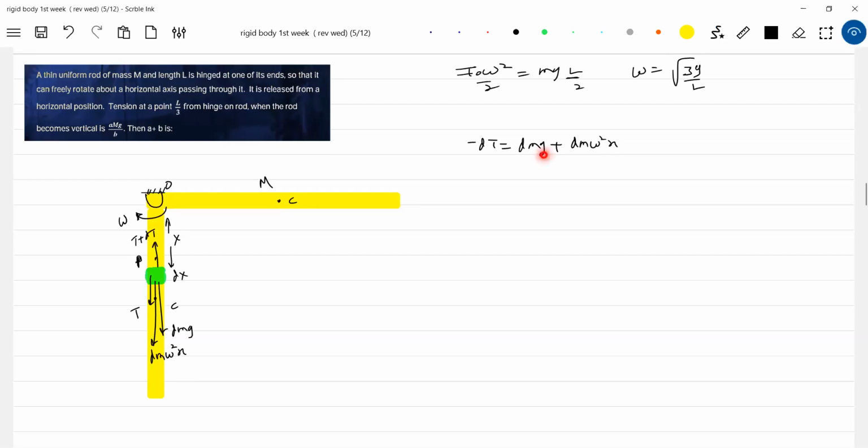In problems like this, the weight of the rod will also come into picture in determining that. Without this, we are done. For a rod rotating, what is the tension at a distance x from the axis of rotation? Here, the effect of gravity also comes into picture.